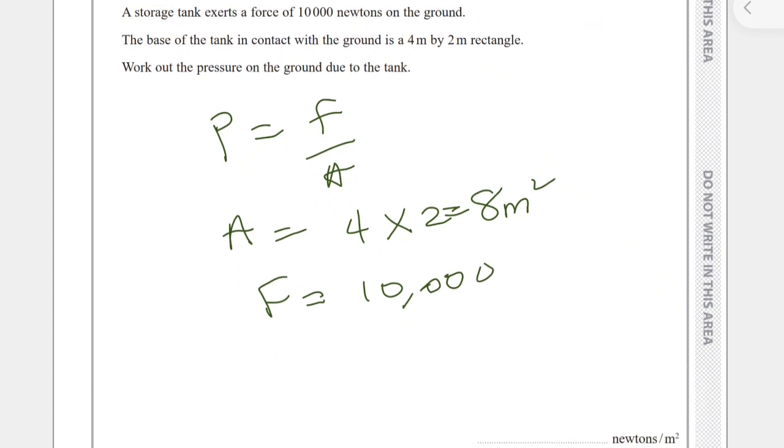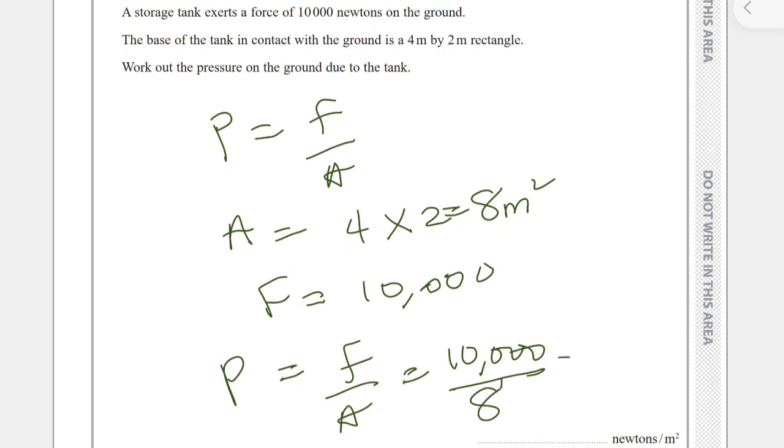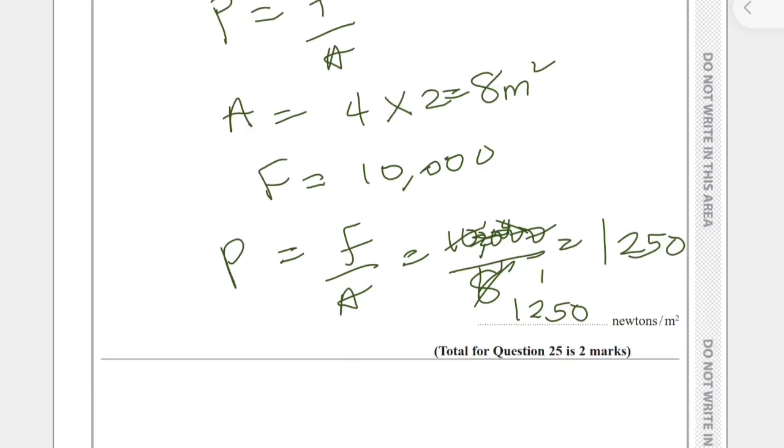So that means the pressure is force over area, which is 10,000 divided by 8. 8 into 10 is 1, remainder 2, 8 into 20 is 2, remainder 4, 8 into 40 is 5, then remainder 0. So that is 1,250 newtons per meter squared.